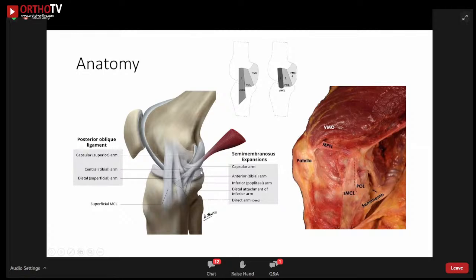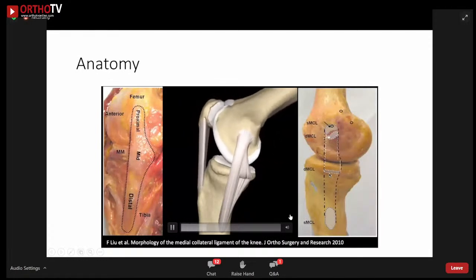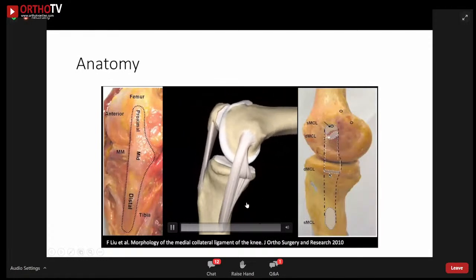I'm not going into the lateral side because I'm sure the next speaker, Prince, is going to enlighten you with the release in the valgus knee. On the medial side, the structures are the MCL, the POL (posterior oblique ligament), and the semimembranosus, and all of this is covered on top by the pes anserinus, as you can see here, which has the semitendinosus and the gracilis. So in a varus knee, there is contracture of the medial structures.